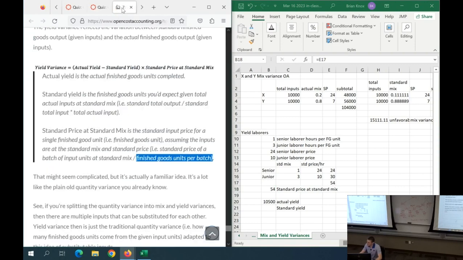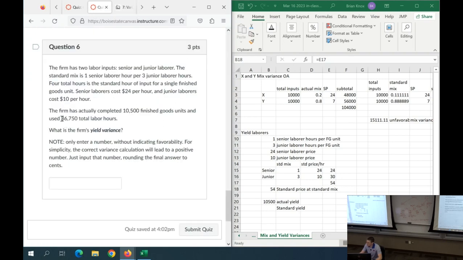Now we still need to figure out standard yield: finished goods units you'd expect given total actual inputs at the standard mix. We actually used 36,750 total hours. It takes 4 hours per finished goods unit. So we can divide that by 4, and that's how much yield we would have expected. That's our standard yield. Actual direct labor hours, 36,750, and then DLH per finished goods unit, 4. We can divide by the 4 and get a standard yield of 9,188.